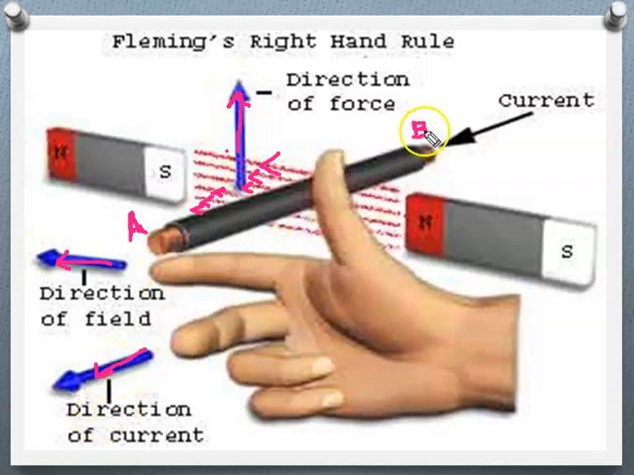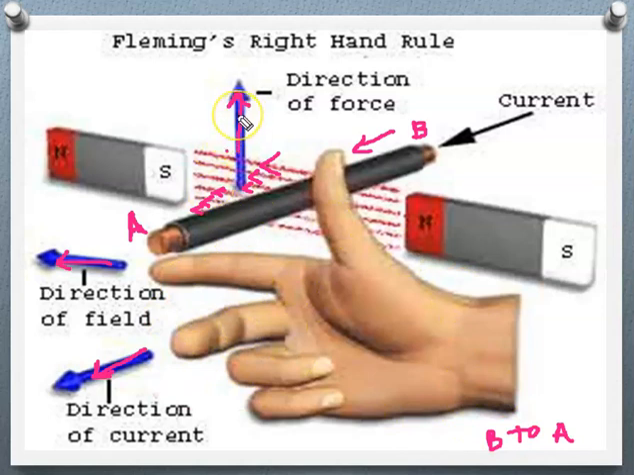Here the conductor is between A and B. A is one end, B is the other end. The direction of current here is from B to A. In this case, the direction of induced EMF is from B to A. In this way, with the help of the right hand, we can find the direction of induced EMF.